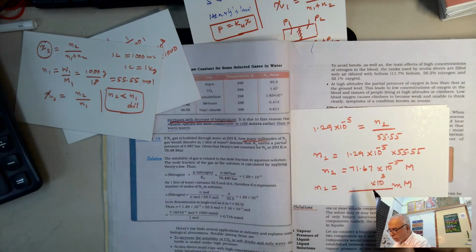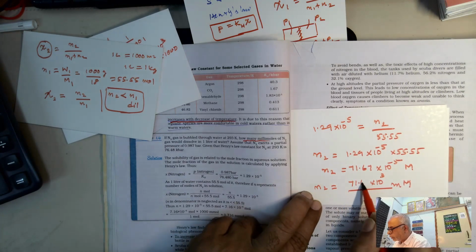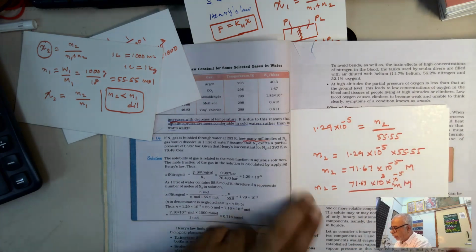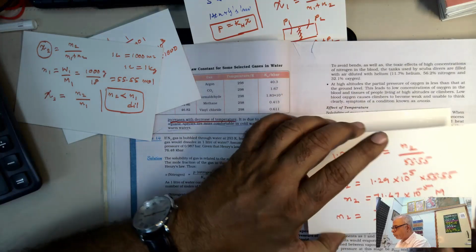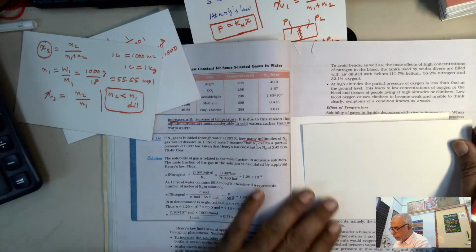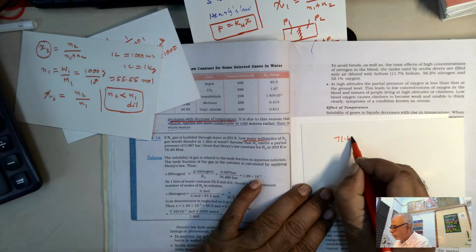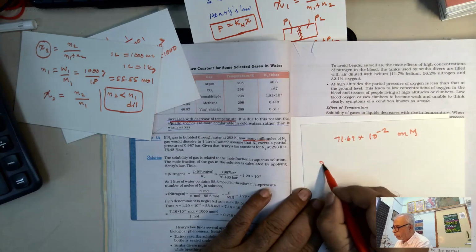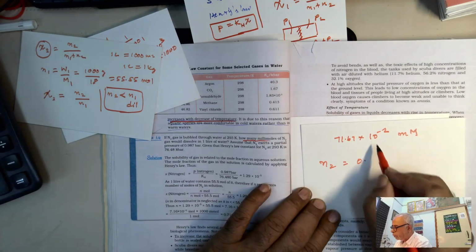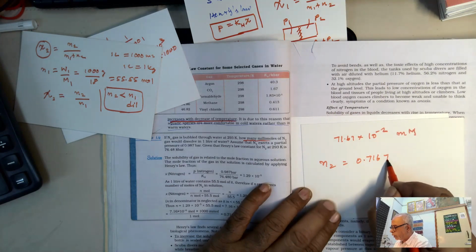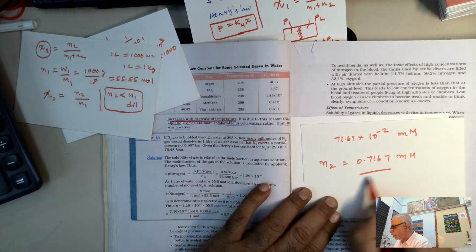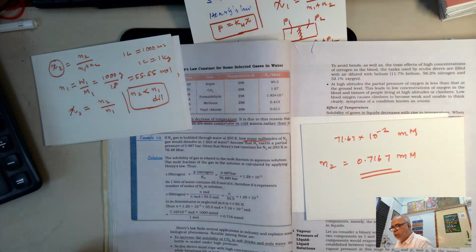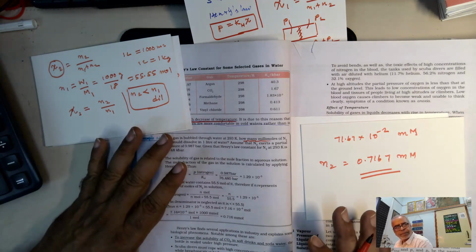And what about this? 71.67 into 10 power minus 5. Okay, 10 power minus 5. So in that case, it becomes 10 power minus 2. So 71.67 into 10 power minus 2 millimole you can take. Now N2 is equal to what? 0.7167 millimole, because 10 power minus 2. This is the way you have to solve the problem. Now you are finished.